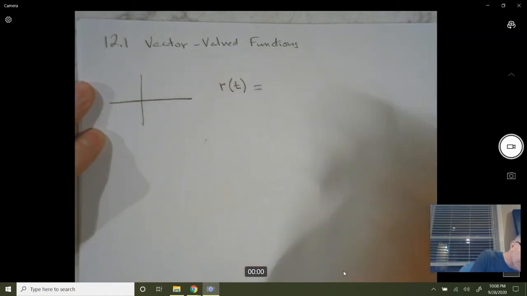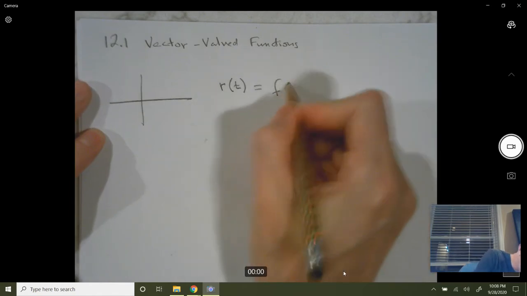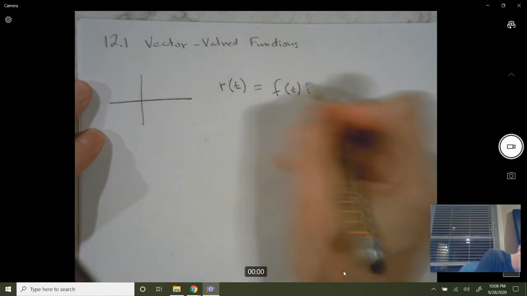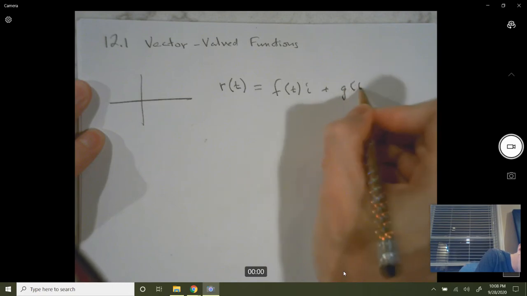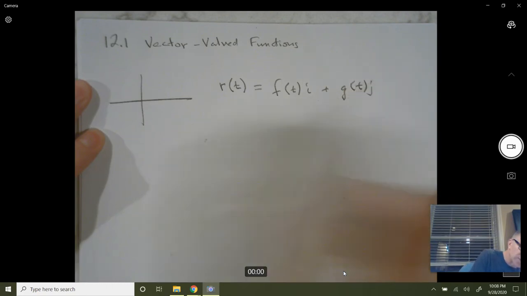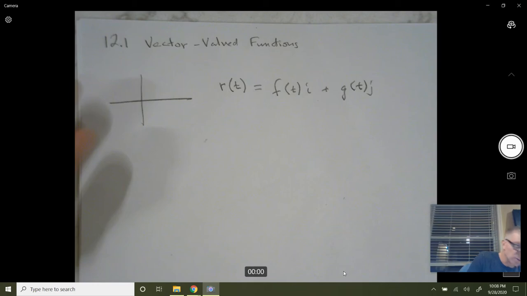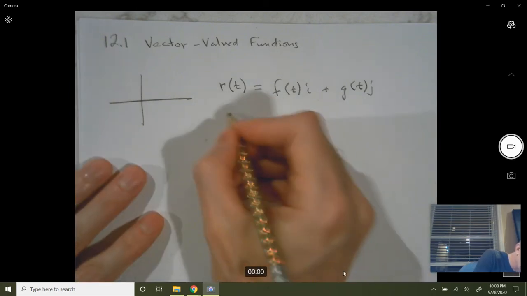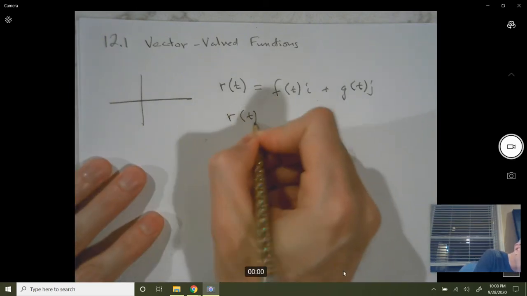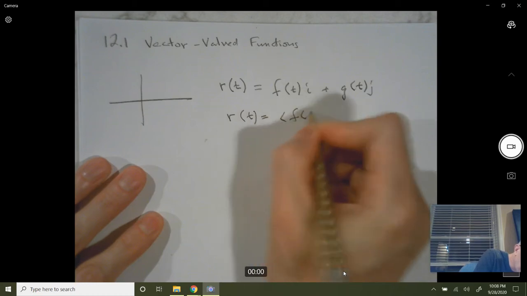dimensions, oftentimes how you'll see this, that'll be f of t in the i direction plus g of t in the j direction if it's in 2 dimensions. So this one I'm going to do in 2 dimensions. Okay, and you can also see this in component form, which is how I will usually write this.